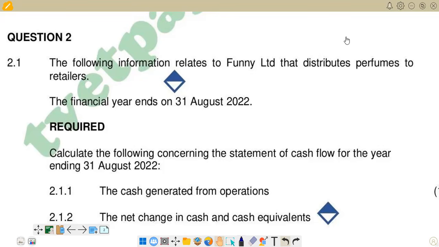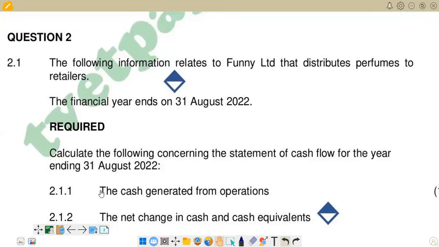So this question reads, the following information relates to Fanny Limited that distributes perfumes to retailers. The financial year ends on 31 August 2022. And the required part reads, calculate the following concerning the statement of cash flow for the year ending 31 August 2022. So that's where our year is ending, that is 31 August 2022.